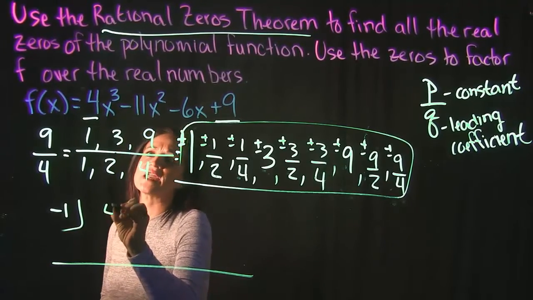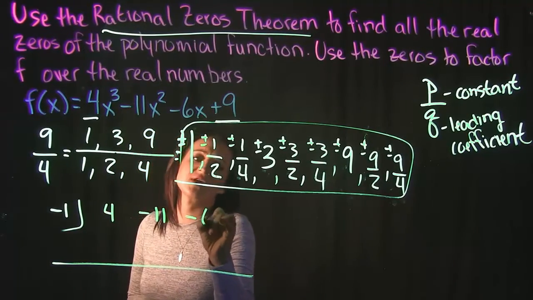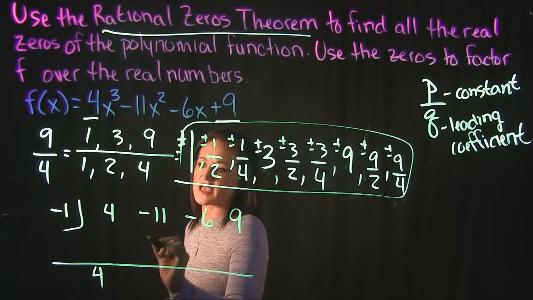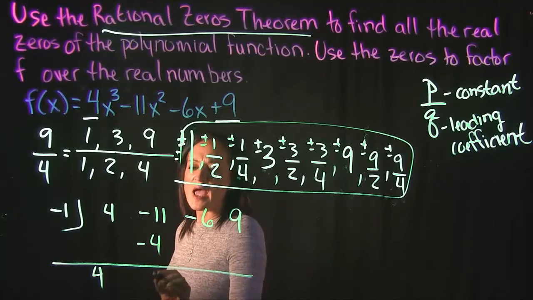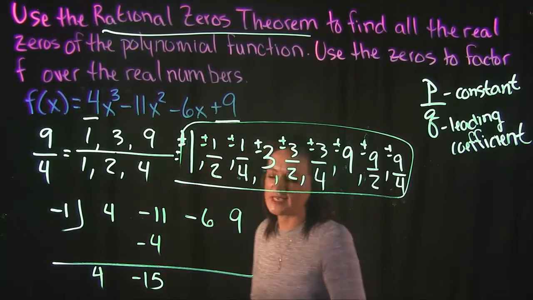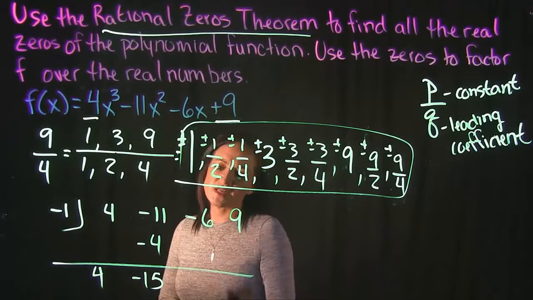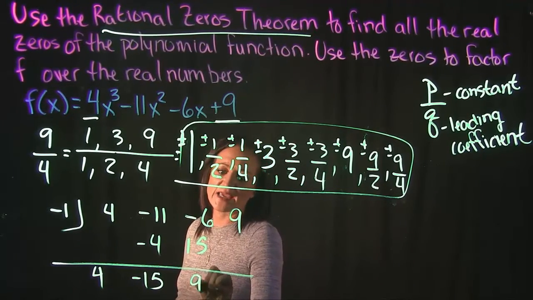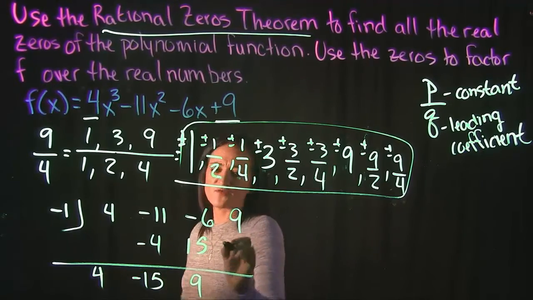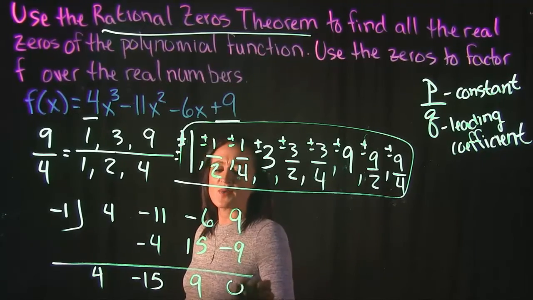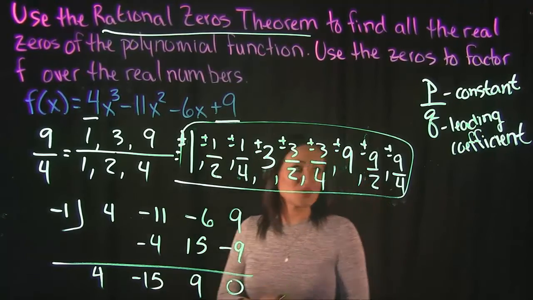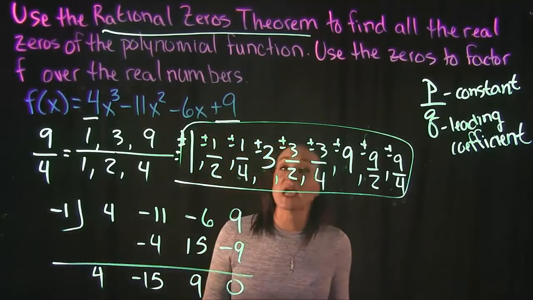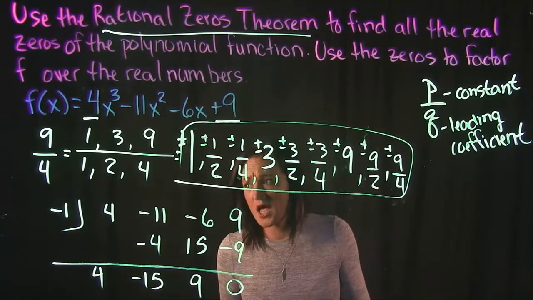All right, so I'm going to do the same thing. So we have 4, negative 11, negative 6, and 9. Dropping down the 4, 4 times negative 1 is a negative 4. Adding these together gets me a negative 15. Negative 15 times negative 1 is a positive 15. When I add these together, I get a 9. 9 times negative 1 is a negative 9. And when I add these together, I do get a 0. So that means that negative 1 is a 0 of this function.